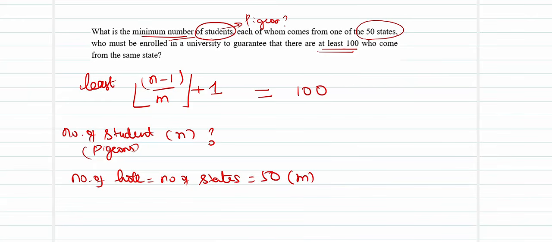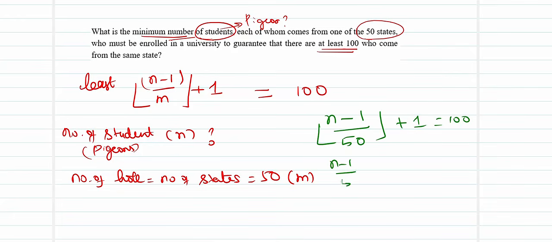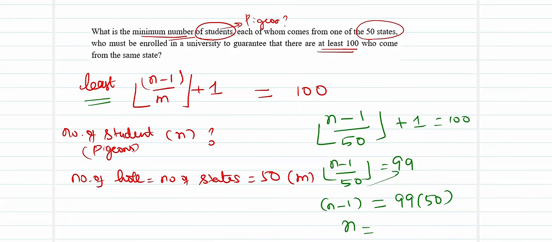So substituting everything in the formula, (n minus 1) divided by 50, plus 1, will be equal to 100. Just cross multiply. (n minus 1) by 50 will be equal to 100 minus 1, which makes it 99. I want n minus 1, which is in the numerator, to be the least value, so there will be no harm when you cross multiply. This would be 99 times 50, so your n will be 99 times 50 plus 1.